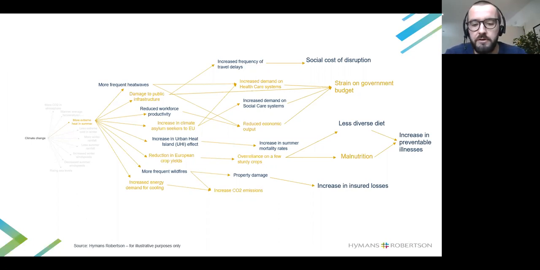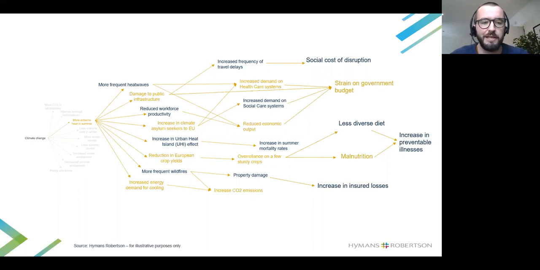So, for example, here we may see a strain on government budgets coming from multiple different sources: healthcare systems, social care systems, public infrastructure damage, all putting additional strain on the government. We may also see an increase in insured losses, mainly affecting the GI side here, but also, as I mentioned before, capacity, affecting some of the key reinsurers that also operate on the life side. So, we can't think of GI and life in siloed operations. There's going to be some interdependency between the two.